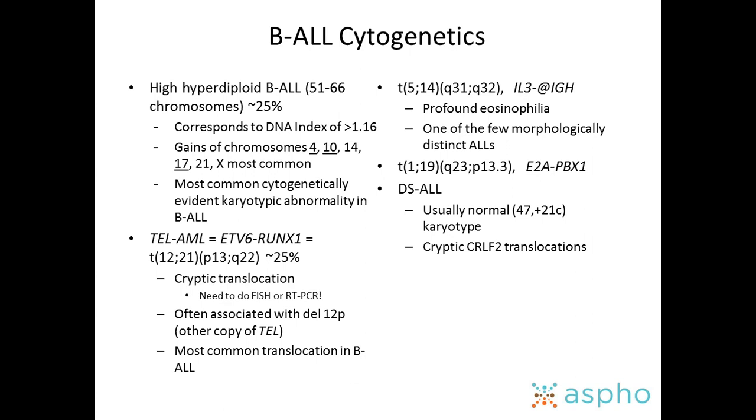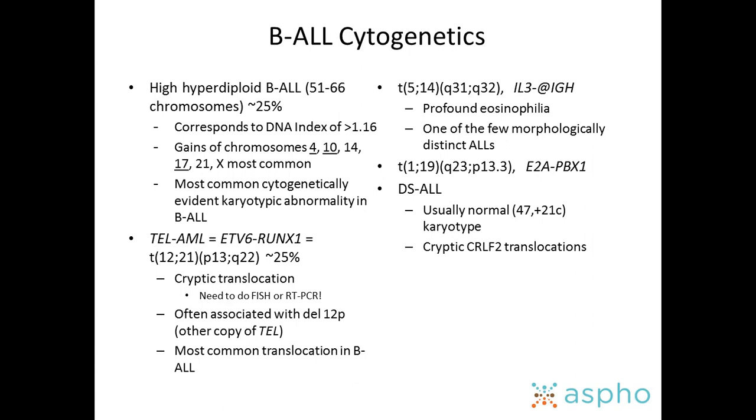TEL-AML1 is, by contrast, the most common translocation in B-ALL, and it has about the same incidence. However, the translocation is cryptic, and you need to do FISH or RT-PCR in order to identify it. It's often associated with the deletion of 12p, which is the other chromosome that contains the TEL locus. So that was historically a marker of TEL-AML1 positive ALL.